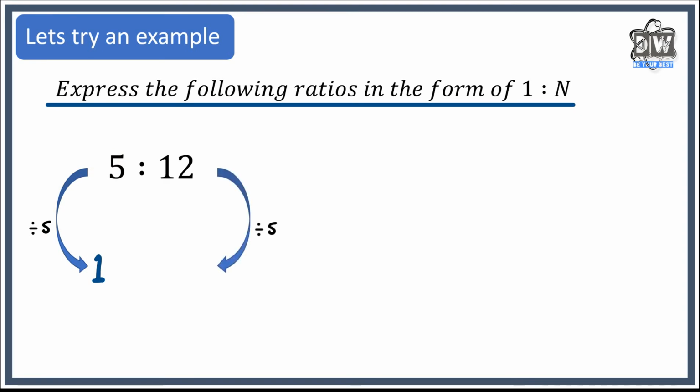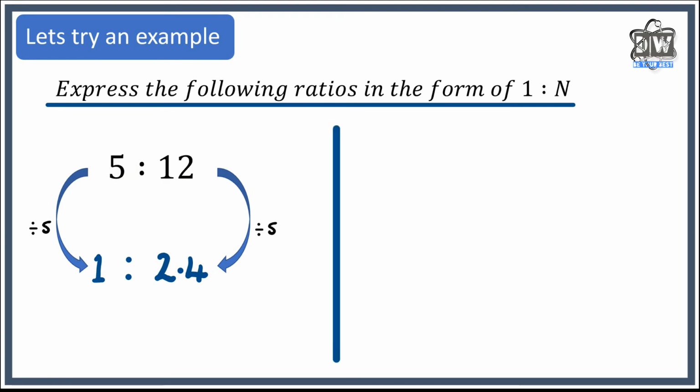So 12 divided by 5, and if you put that into your calculator and work that through, it gives you 2.4. So basically, we've worked this out. We've written this ratio in the form of 1 to n. 1 here, 5 being 1, and 12 being 2.4. And that is our answer.